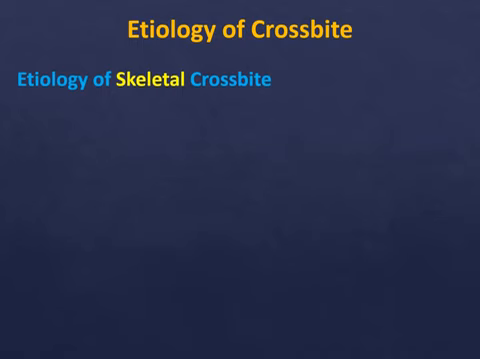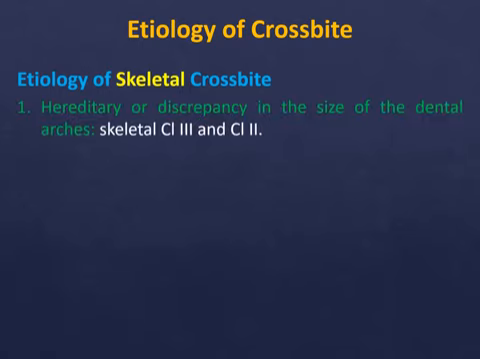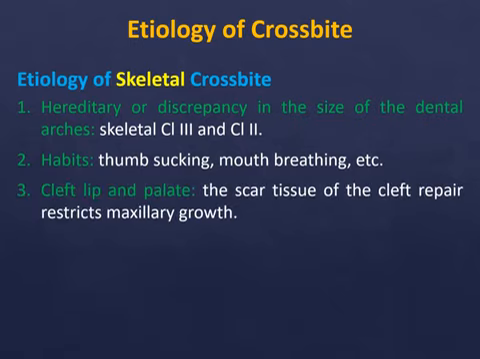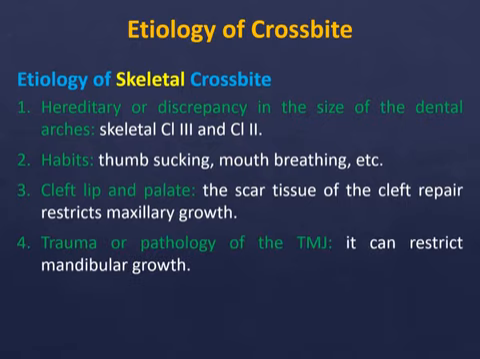Now, etiology of skeletal crossbite. As we said, skeletal is related to bone. So this could be due to hereditary or discrepancy in the size of dental arches, for example, skeletal class 3 or skeletal class 2, or due to habit, like thumb sucking, mouth breathing, or due to cleft lip and palate, where the scar tissue of the cleft repair can restrict the maxillary growth, sometimes due to trauma or pathology of the TMJ, it can restrict the mandibular growth.